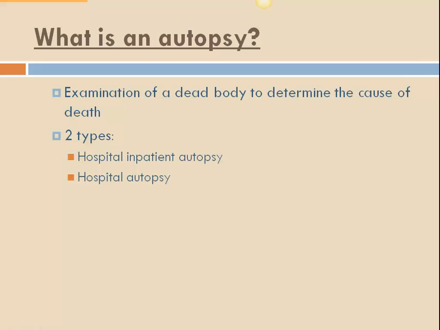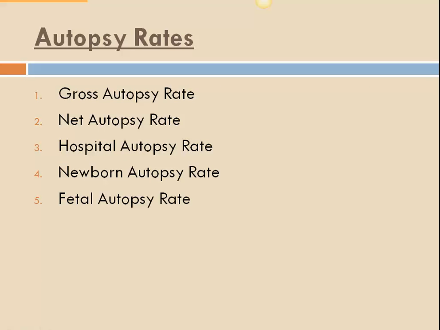Another thing to remember with autopsy rates is that newborns are counted along with adults and children. Just like when we were doing death rates, we're going to cover 5 different types of autopsy rates, and you can see those listed on your screen: the gross autopsy rate, net autopsy rate, hospital autopsy rate, newborn, and fetal autopsy rates. So we'll be going through 5 of these.